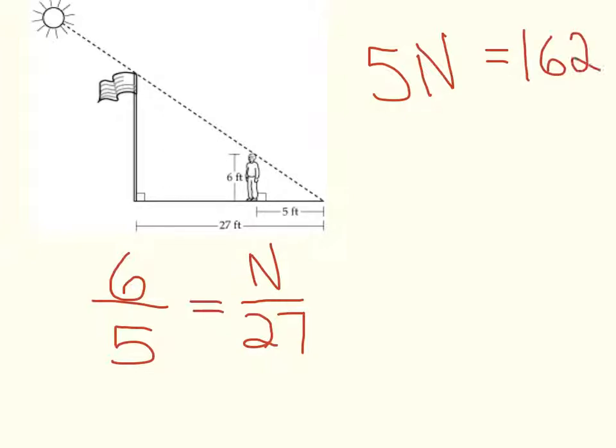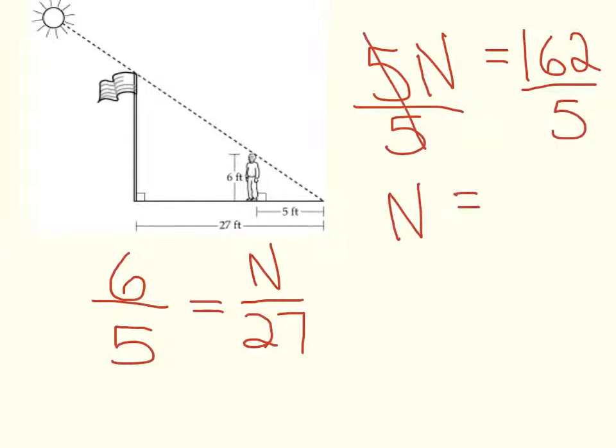162. Solving my equation by dividing both sides by 5 gives me 1n is going to be equal to 162 divided by 5. And that results in a flagpole height of 32.4 feet.